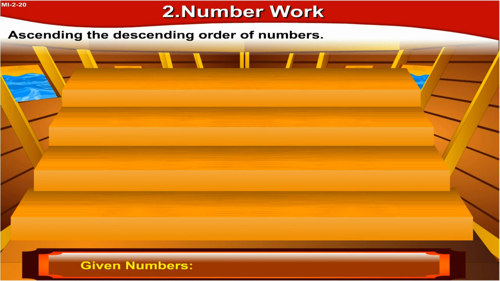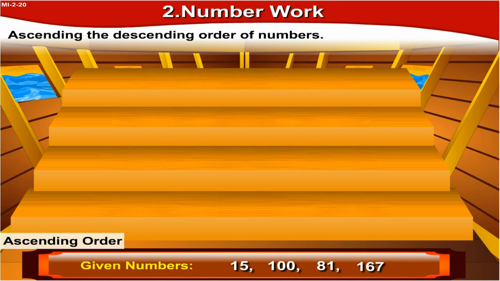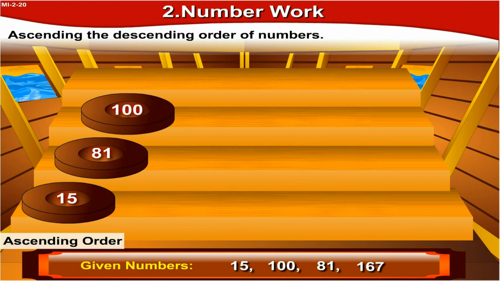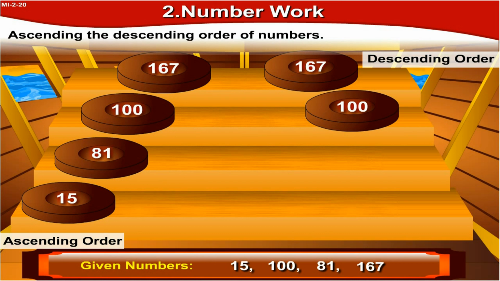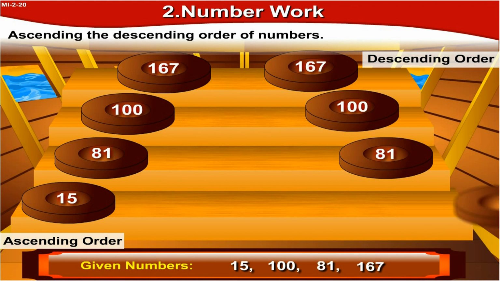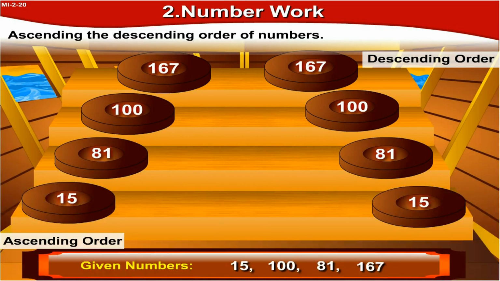Now the last set of given numbers are 15, 100, 81, 167. Now the ascending order would be 15, 81, 100, 167. The descending order would be 167, 100, 81, 15.